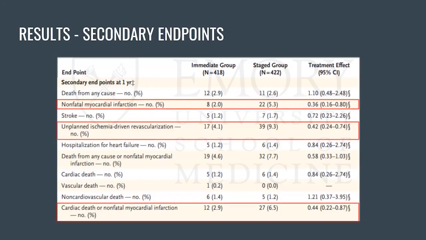Wrapping up with some secondary endpoints here. Again, what they did was break down the composite primary endpoint into individual components. And so death from any cause, stroke, number 3 down, and hospitalization for heart failure, 5th down, were not statistically significant between the 2 groups. However, non-fatal myocardial infarction and unplanned ischemia-driven revascularization were statistically significant. And they specifically defined unplanned ischemia-driven revascularization as anything due to anginal symptoms, new ischemic EKG changes, or signs of reversible myocardial ischemia on non-invasive imaging.